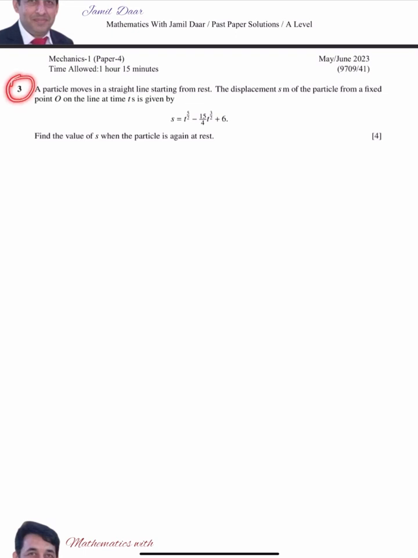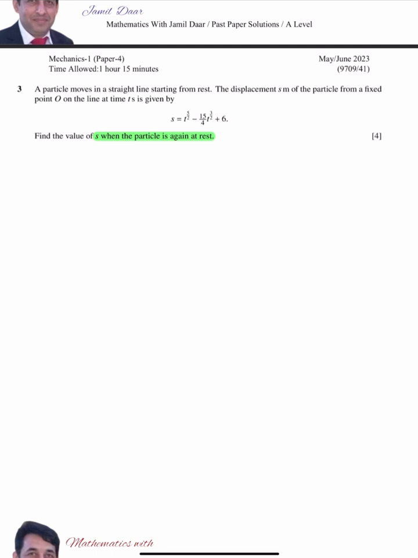Okay, this is question number 3. A particle moves in a straight line starting from rest. The displacement s meters of the particle from a fixed point O on the line at time t seconds is given by this. Find the value of s when the particle is again at rest. Again at rest means that the particle is not moving. That means velocity is zero.